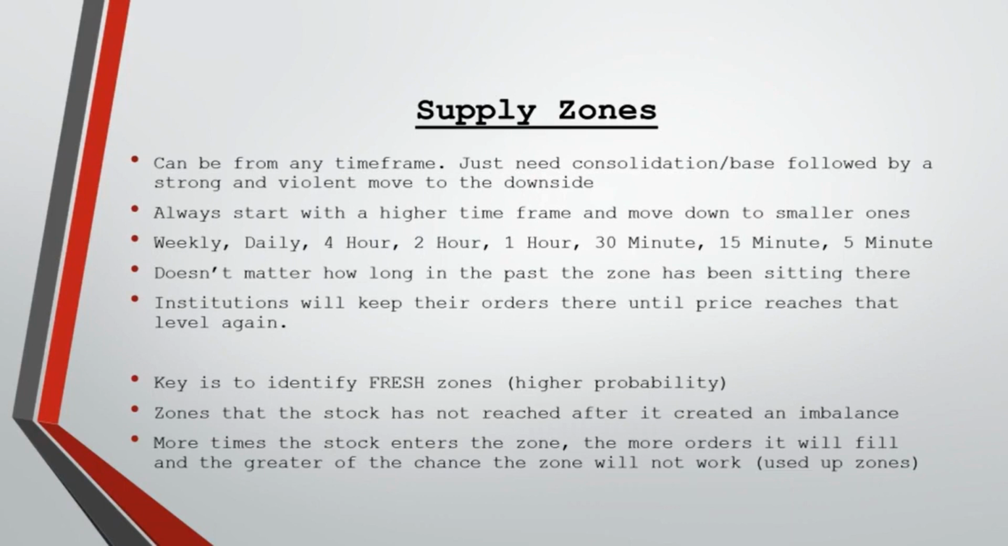Like I said, you could start with a monthly or weekly, then work your way to dailies, then 4-hour chart, then a 2-hour, 1 hour, 30-minute, 15-minute, 5-minute. You can still find supply and demand on a 5 or 15-minute chart, but I use the 5 and 15-minute charts for confirmation, candlestick rejections in a supply or demand zone, then I enter the trade.